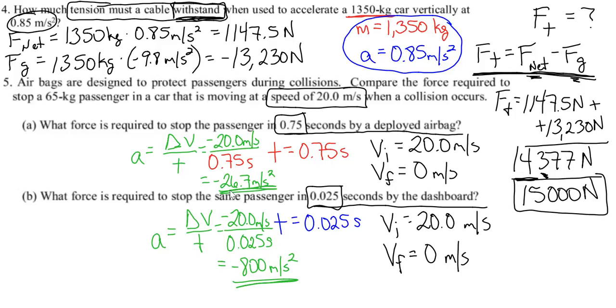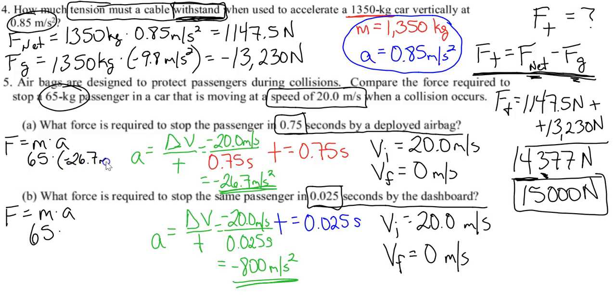So now it's just a matter of the applied force, which is F equals ma. Force is equal to mass times acceleration. So the mass is 65 kilograms. That's the same in both of these. So mass is 65 kilograms times, we have different accelerations. So times negative 26.7 meters per second squared. And then for this one, negative 800 meters per second squared.